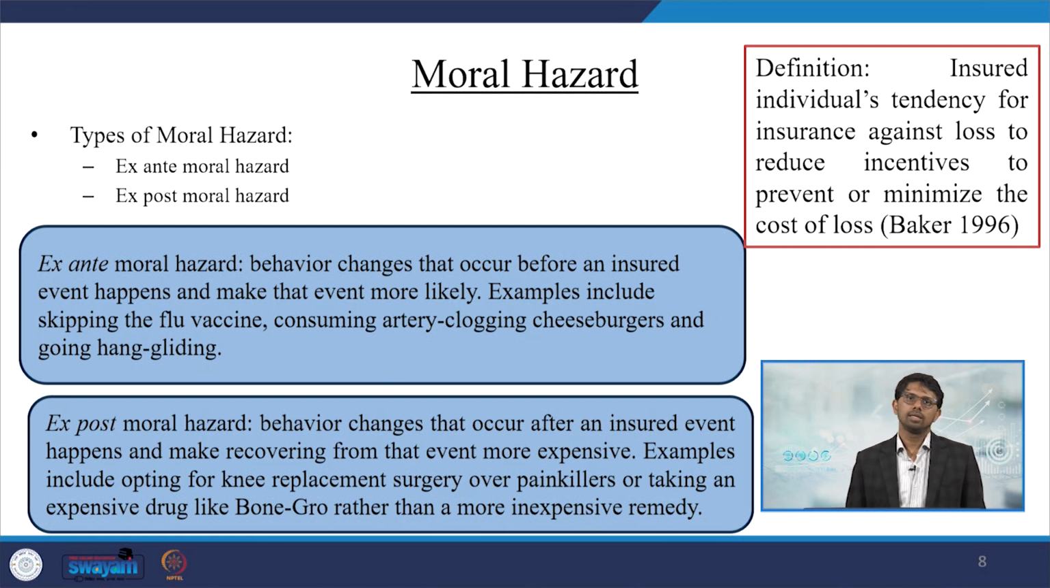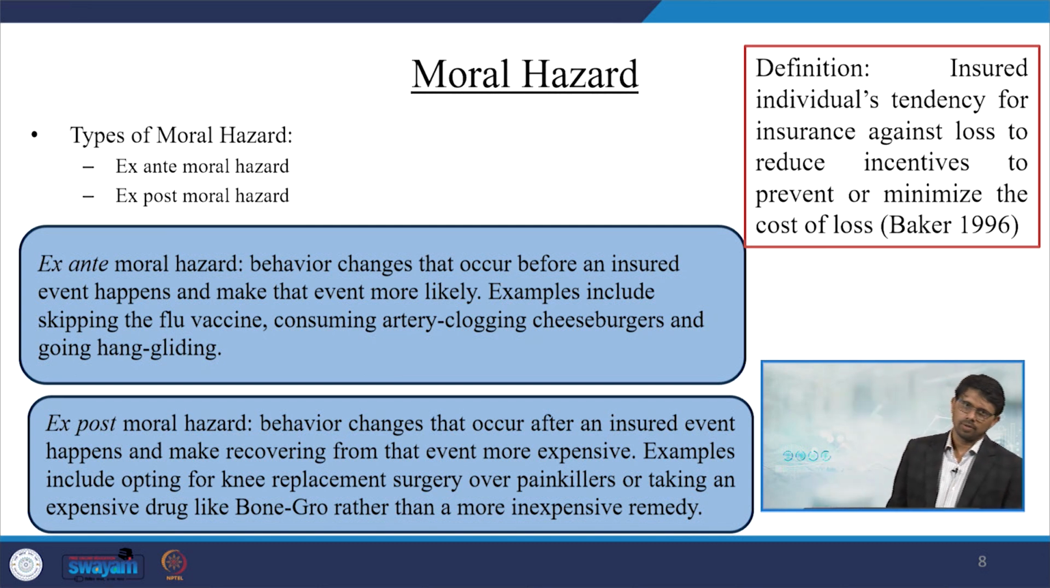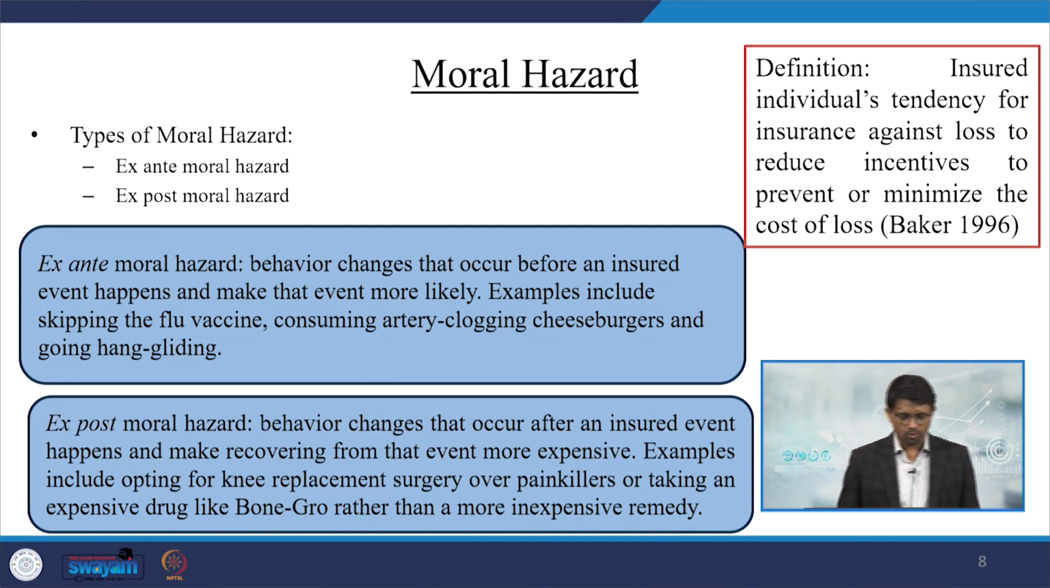Okay, like skipping the flu vaccine, or another example like consuming artery-clogging cheeseburgers. The usual example for the anticipated actions before insurance is called the moral hazard problem. Then ex post is basically overuse after the insurance event, with examples such as knee replacement surgery over painkillers, or taking an expensive drug like bone grow rather than a more inexpensive remedy, etc.